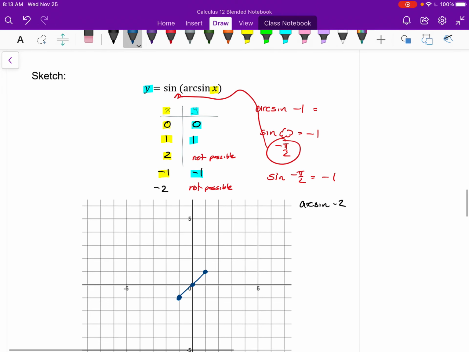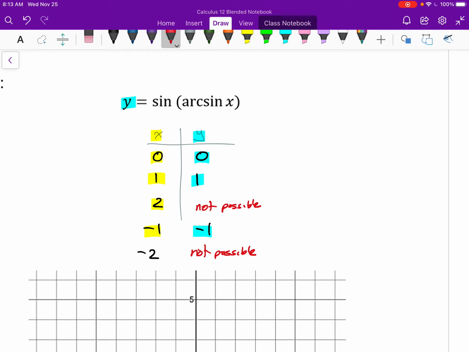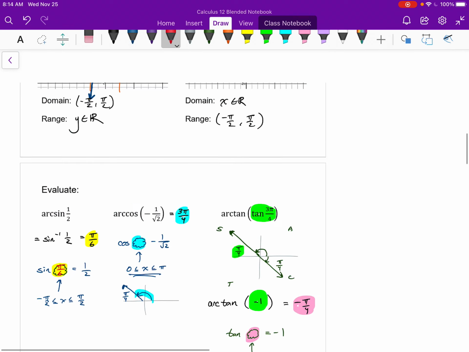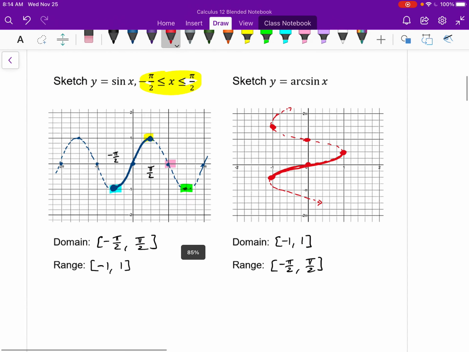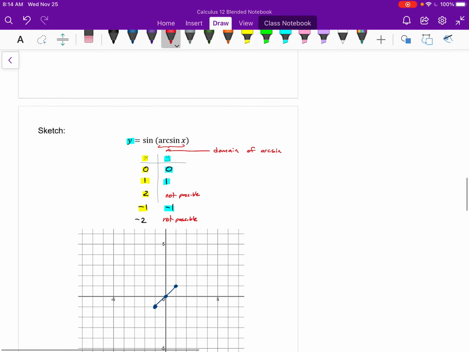Which we can also notice, and you may have noticed this right away. Before I even go to my table, if I just look at the equation, I have a composition of functions here. And if I look at just arcsine, the domain of arcsine is what? Let's go back here to remind ourselves. The domain of arcsine is the same as the range of sine. The domain of arcsine is only from negative 1 to 1. So it shouldn't be a surprise, since that's my inside function, that as soon as I try to put in values that are less than negative 1 or more than 1 into arcsine, my function can't be evaluated.